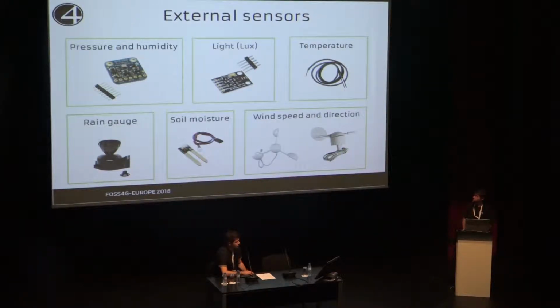And also these 2 solutions share the same external sensors. We are using the BME280 for pressure and humidity. We are using the BH1750 to measure light in terms of lux, and also the DS18B20 to measure temperature. And then we have three other sensors: of course, the soil moisture and the wind speed and direction.